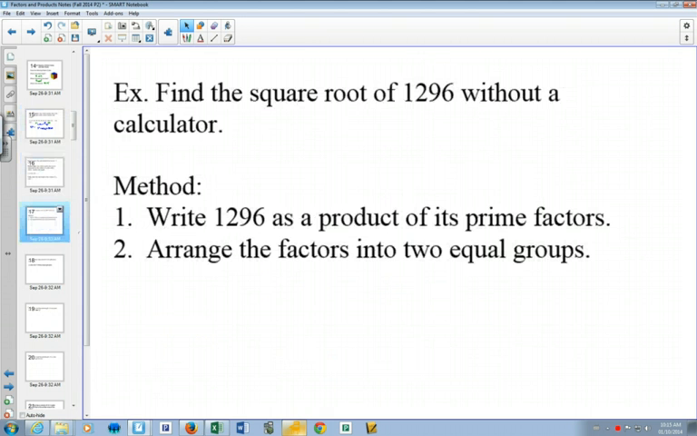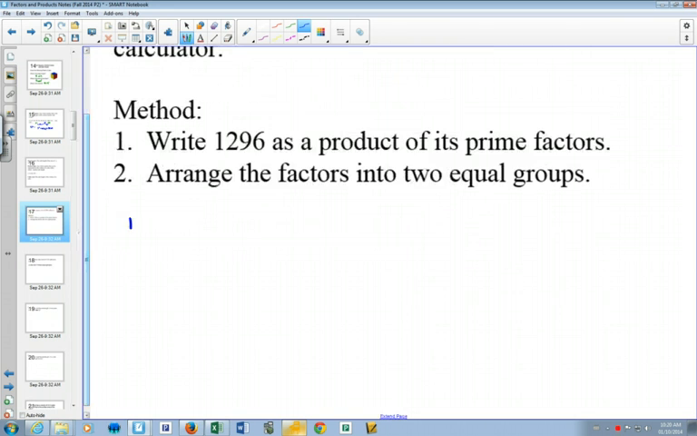All right, so we've done these definitions. Now we're going to find the square root of 1,296 without a calculator. The square root of 1296 without your calculator. And if you don't have this one memorized, the best way to do it is to make your prime factors.